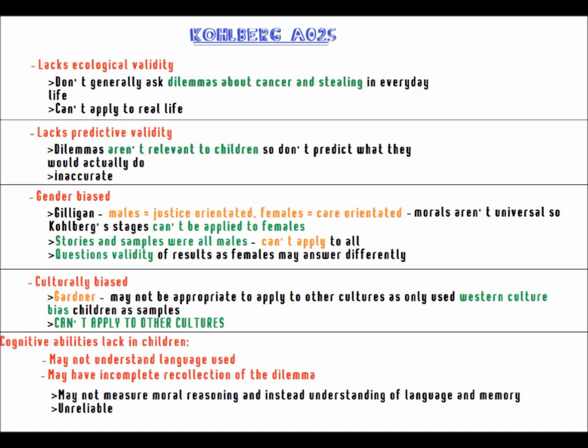Gender biased. Gilligan says that males are justice-orientated and females are care-orientated. Therefore, morals aren't universal, so Kohlberg's stages can't be applied to females.